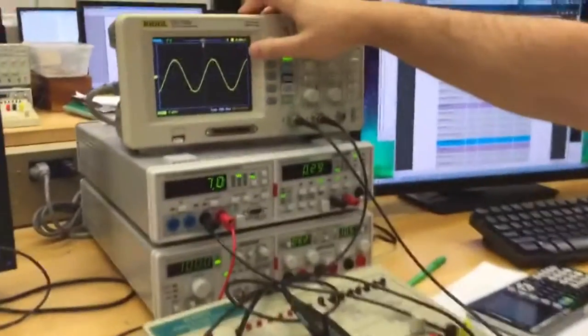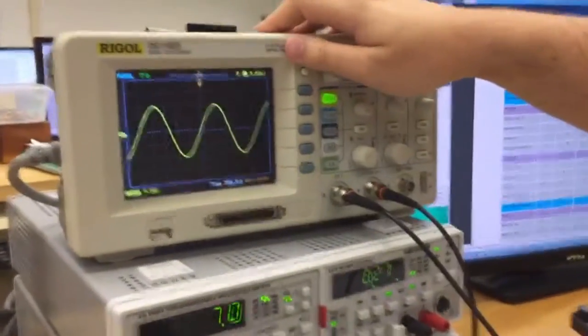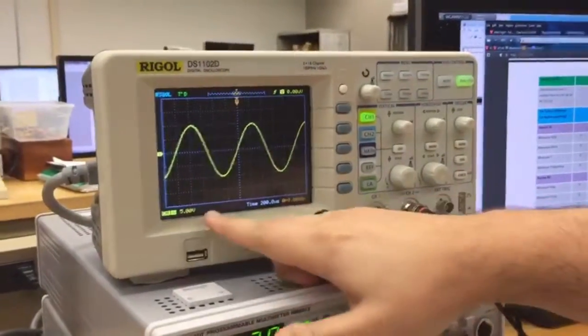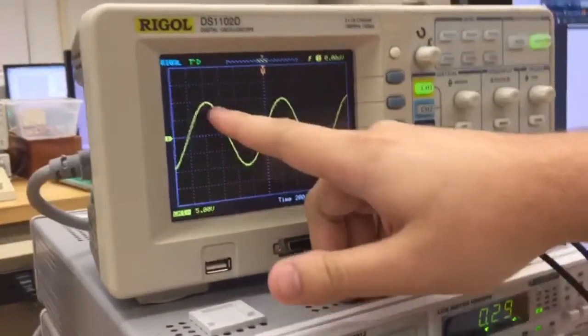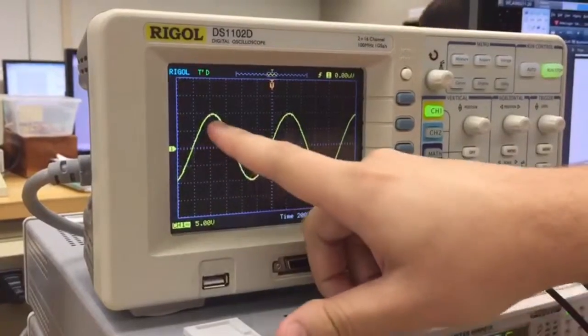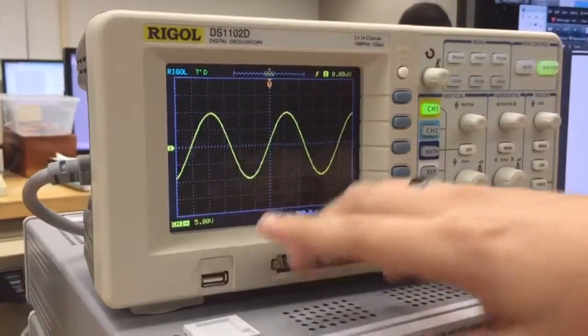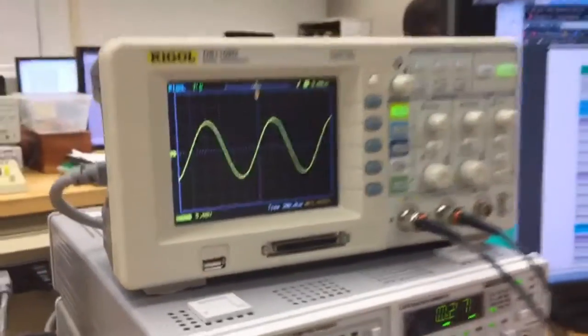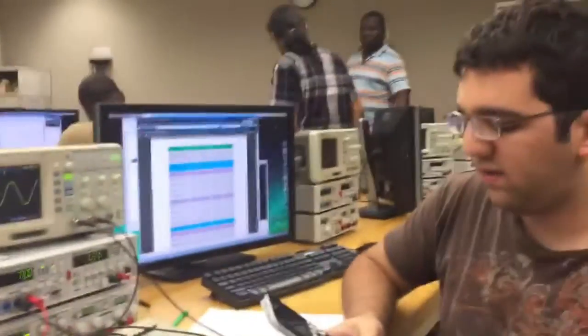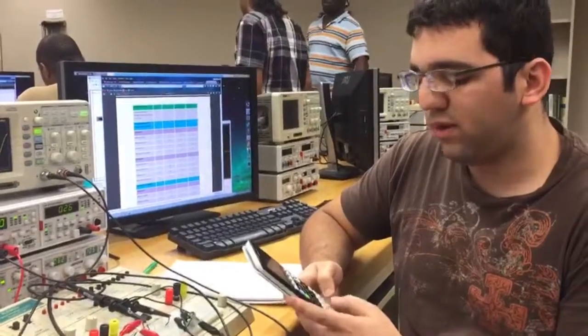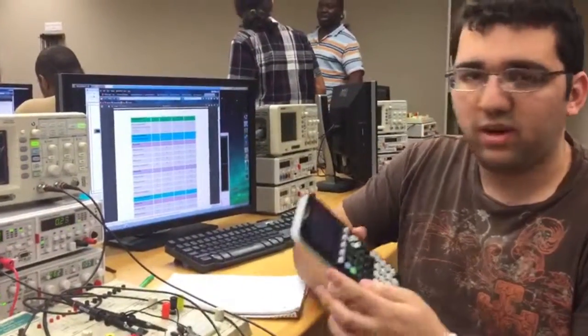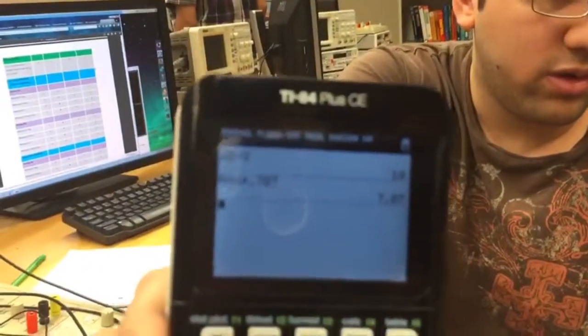Here we already have set up to measure the voltage source for the circuit. Our scale is 5, so to measure the VPP, we'll be measuring the number of squares from this point to this point. And it's 1, 2, 3, 4. So we multiply 4 times 5 gives us 20. And then to get the VRMS, we take 20 divided by 2, multiplied by 0.707, it gives us 7.07.